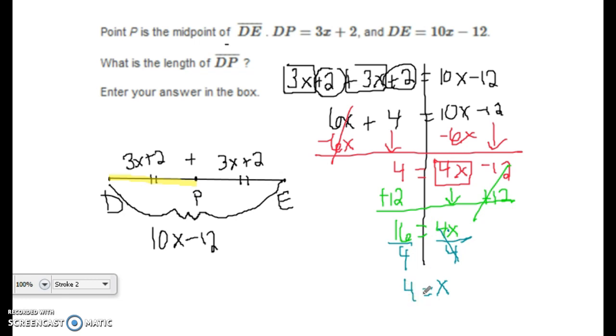But be really careful that you answer what the question is asking. This question does not say solve for x. It says what is the length of DP. So don't put 4 as your answer. You need to go back up here and substitute in 4 for x in DP. So 3 times 4 is 12, and 12 plus 2 is 14. So DP is 14 units long. That should be your final answer.